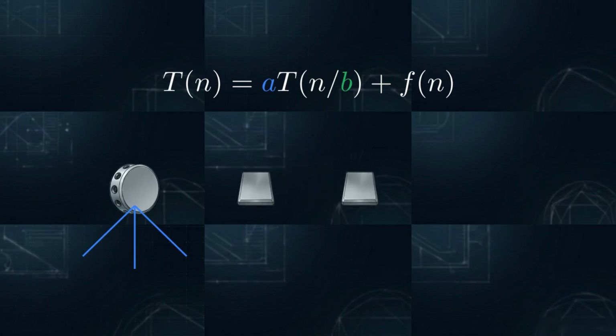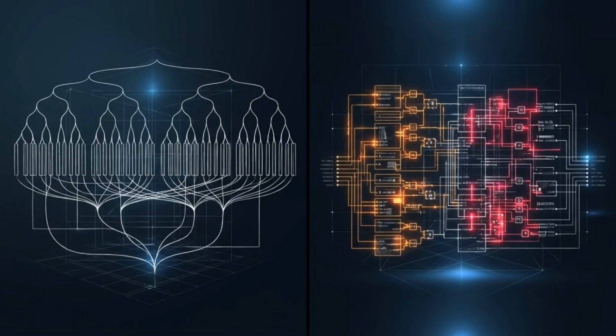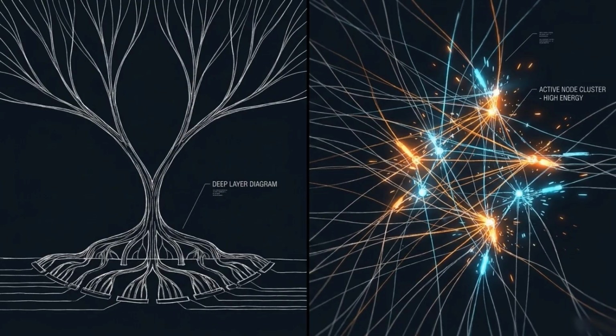The variable b is the division factor, determining the rate at which the input space shrinks. If we cut our dataset in half, b is 2, dictating that each isolated subproblem processes an input size of n divided by 2. The final term, f of n, accounts for the combining work. This quantifies the computational cost required to merge the partial solved subproblems back together into a final output. An algorithm's efficiency is governed by the mathematical tension between these variables, the depth of the recursion tree on one side, and the processing overhead spent during the merge phase on the other.